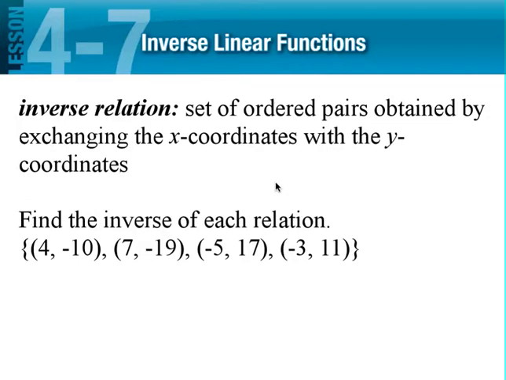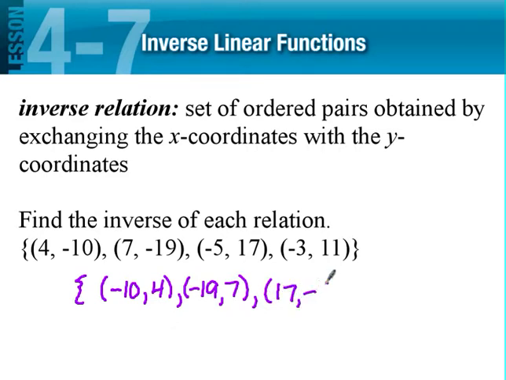So if I look here, it says find the inverse of each relation. What I'm going to do is first start with set notation, which is that little squiggle mark. And then all I'm going to do now is switch the x and the y. So instead of 4, negative 10, I now have negative 10, 4. Instead of 7, negative 19, I have negative 19, 7. Instead of negative 5, 17, what do you have? 17, negative 5. And instead of negative 3, 11, I have 11, negative 3. That is how you find an inverse, and that is your answer.